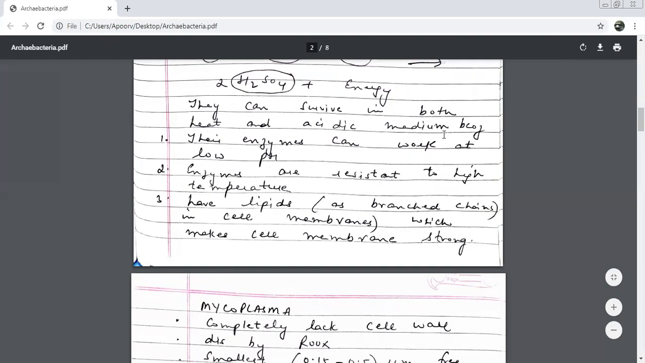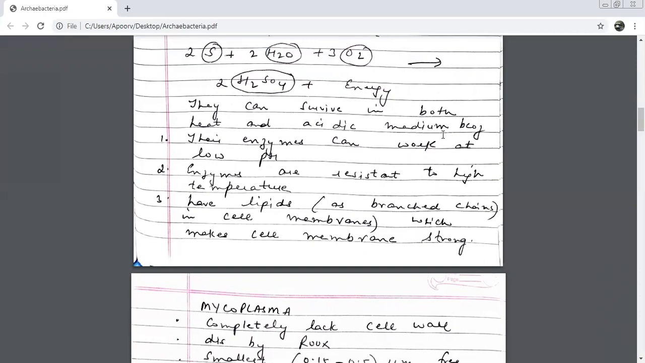The name itself tells you very quickly that they can survive in both heat and acidic medium. Thermo, that means extreme heat. Acido, they can survive in acidic medium. Now see this. Okay, beta. See why they can survive in both heat and acidic medium. There is a specific reason why they can survive in both.